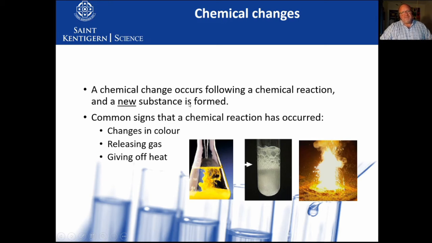So a chemical change occurs following a chemical reaction. Common signs of a chemical change or a chemical reaction are a change in color, the releasing of gas, or the giving off of heat. So if you take a match and you set paper on fire, the carbon in the paper is reacting with the oxygen in the air, and that is releasing gas.